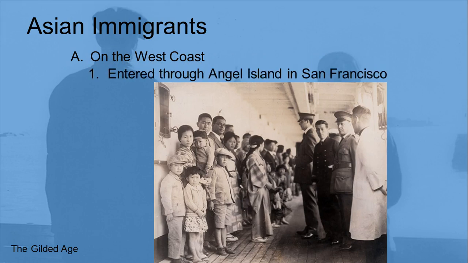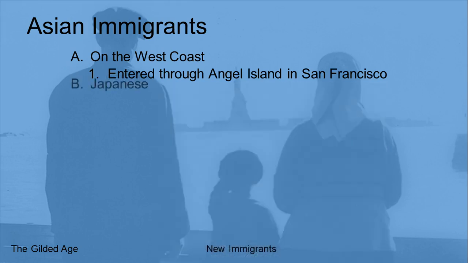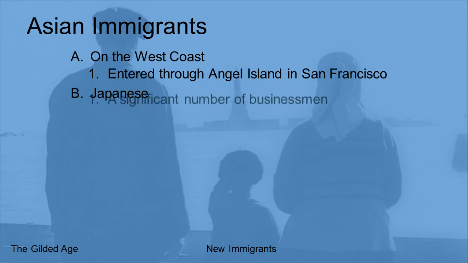They're going to come in through the port of entry on the West Coast called Angel Island. It is in San Francisco. And they're going to go through the same process that they go through at Ellis Island: paperwork processing, checking for disease, whatever. The two main groups of Asian immigrants that come through are the Japanese.